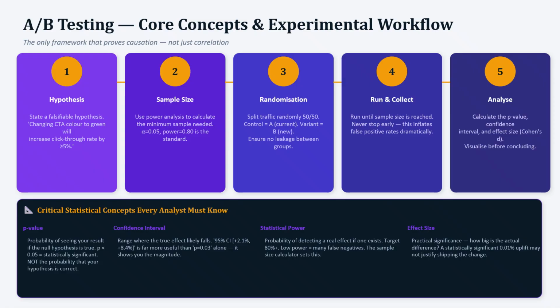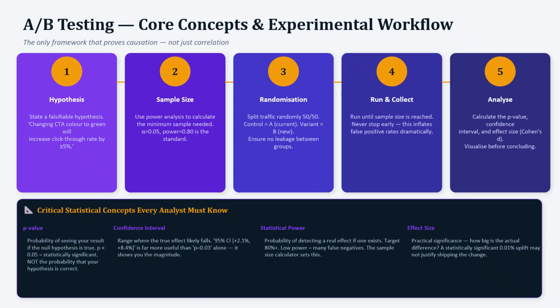Let's make sure we are all working from the same statistical foundation before we look at the visualization. The five-step workflow is non-negotiable. Skipping any step introduces bias. So let us look into each step one by one. Step one is hypothesis. State it before you look at any data. The hypothesis must be falsifiable and include a minimum detectable effect. You cannot define success after you see the result.